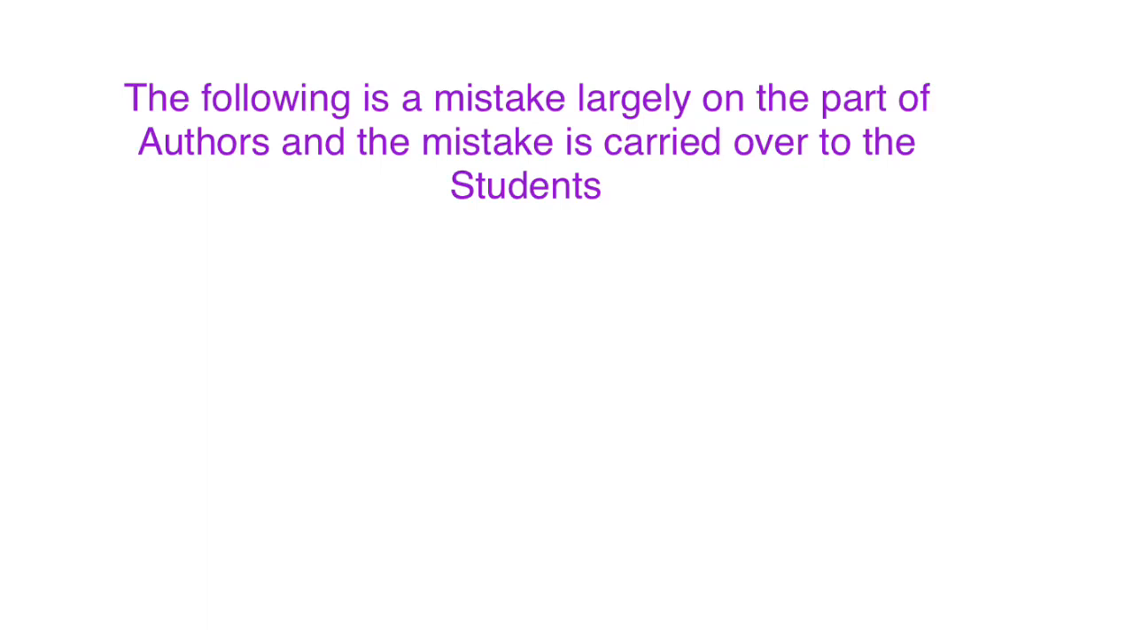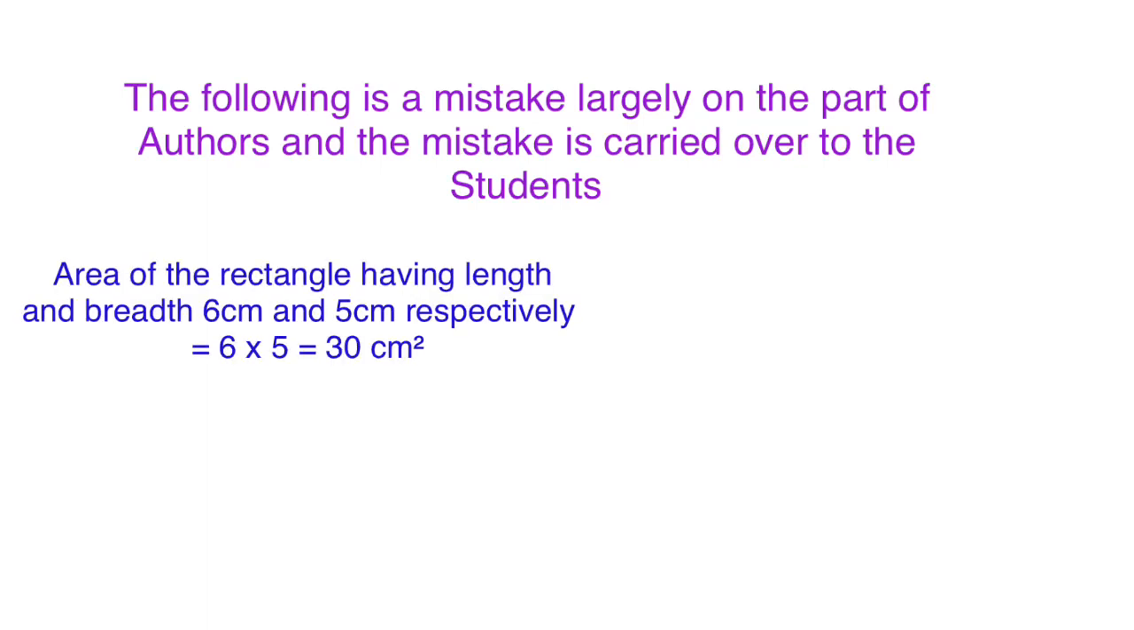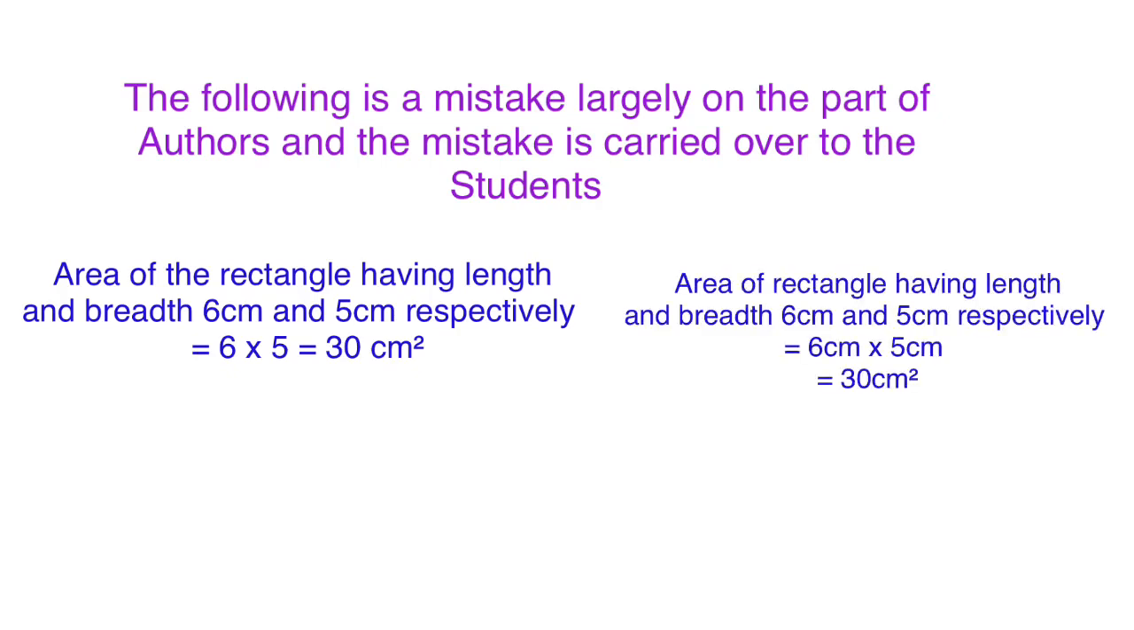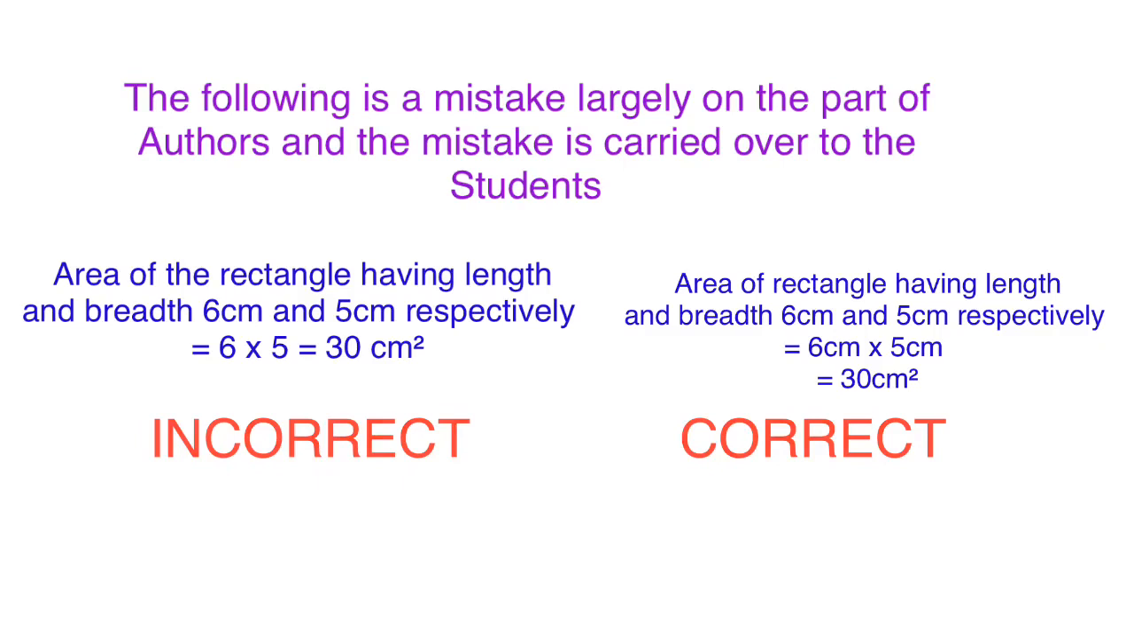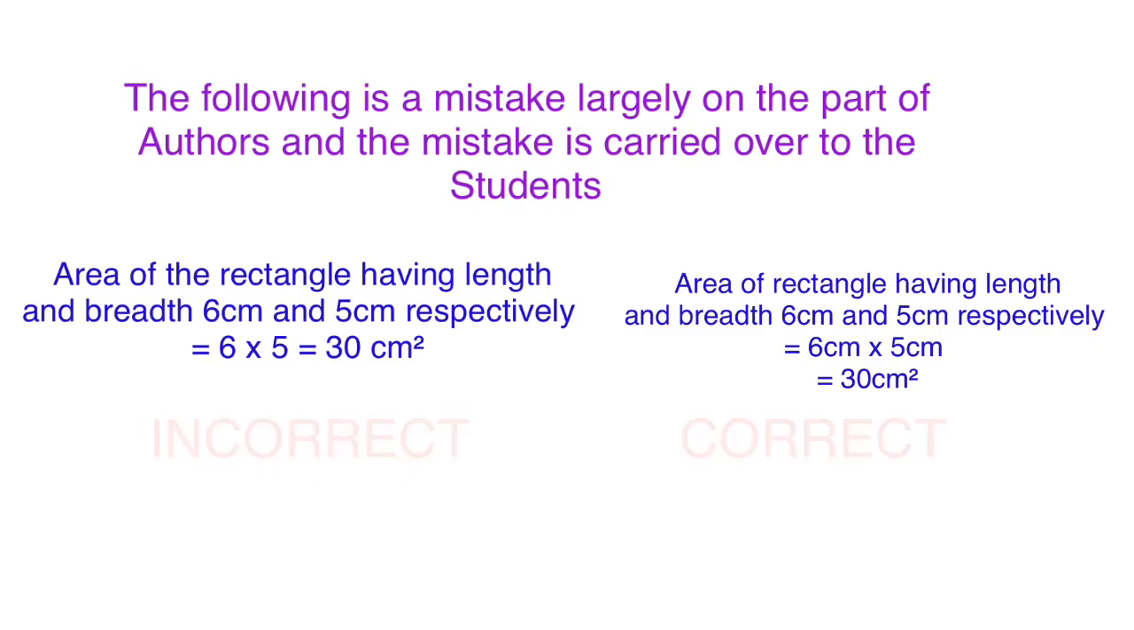The following is a mistake largely on the part of authors, and the mistake is carried over to the students. Area of a rectangle having length and breadth 6 cm and 5 cm respectively. The students got the answer 6 into 5 is 30 cm square. But the correct is 6 cm into 5 cm equal to 30 cm square.